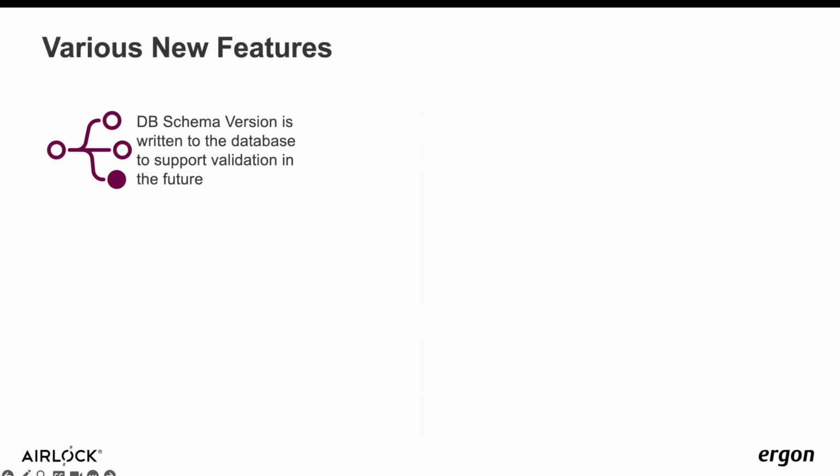One more feature that we added is that the DB schema version is now written to the database. There's a separate table and we're keeping the DB schema version there. The reason for that is that we want to support validation in the future. One of the most obvious validations is that when you're upgrading DB schemas from one schema version to the next, we actually can check whether the past DB schema was in the correct version and that the upgrades are applied in the correct order. This should alleviate some problems with the upgrade processes, and we hope that this will help you in the future.